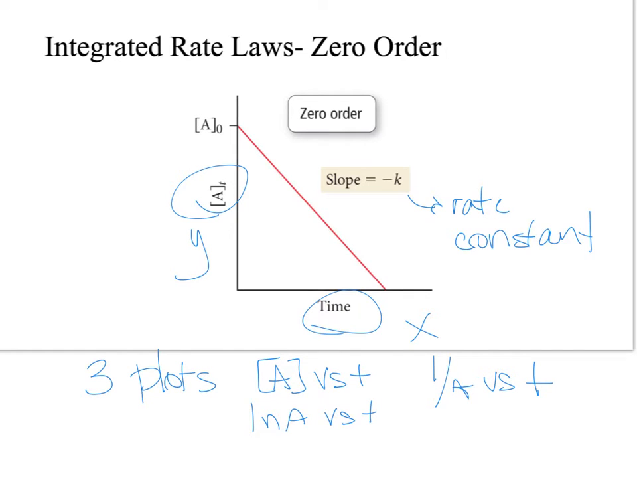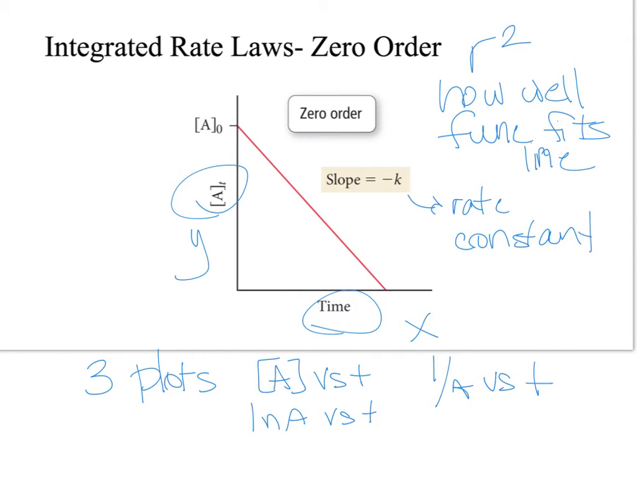What we're looking for is something called the R squared value. And this is how well the function fits the line. So we'll get an R squared for each of those.